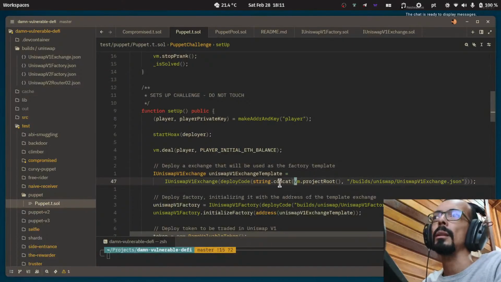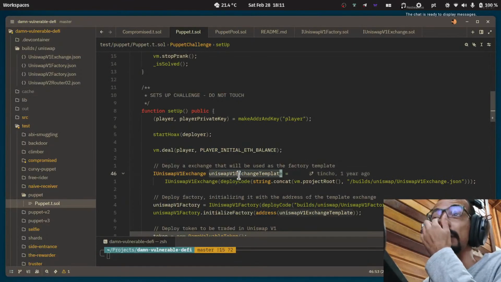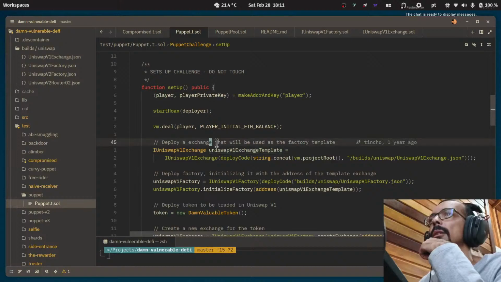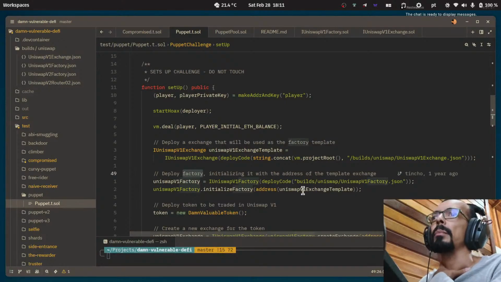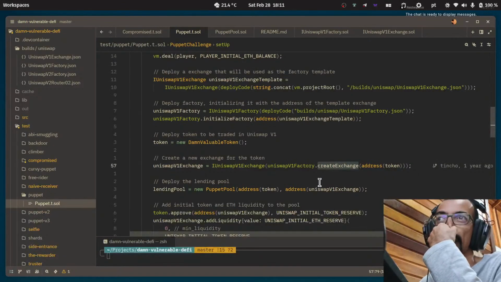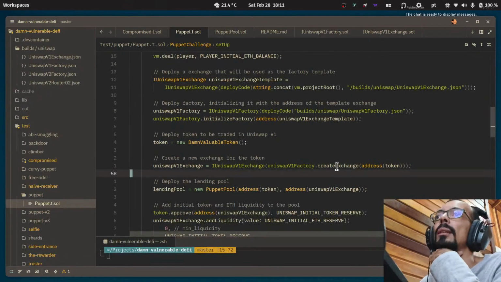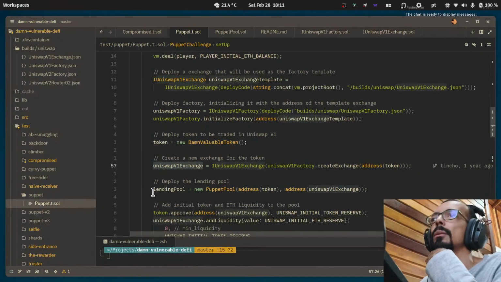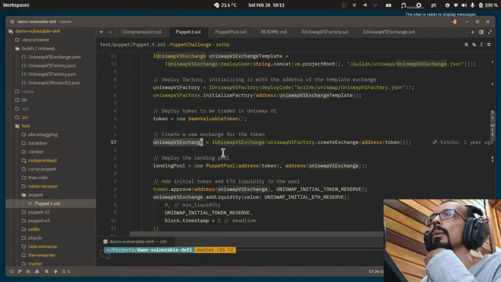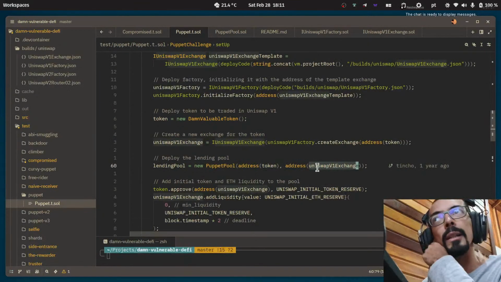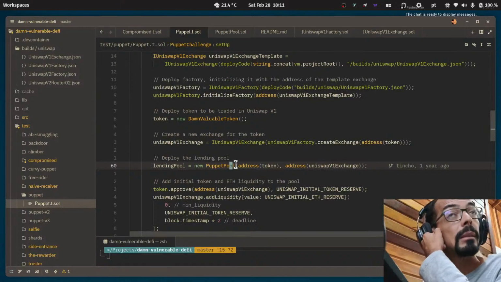But okay, so they deploy the contract. Also deploy the factory, the exchange that will be used as the factory template. Deploy the factory passing the templates. And then we have create exchanges. So create exchanges, accept the token, and then exchange is gonna be created. Then they're gonna deploy the lending pool, where they expect the exchange and the puppet.